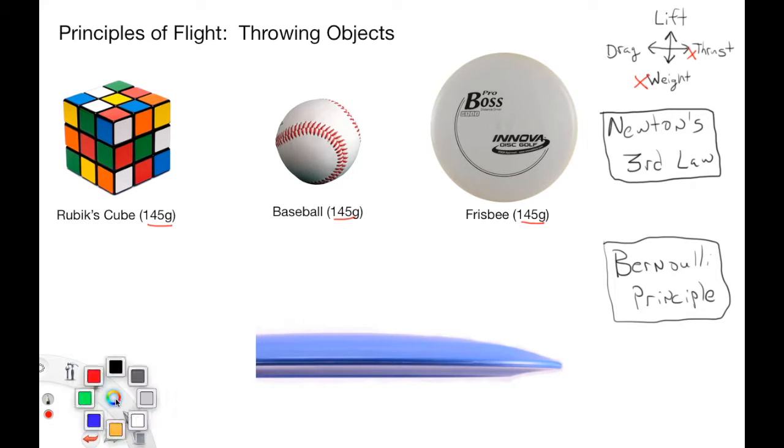So what does that leave? Well, these objects do have a great degree of difference in their drag and in their lift. Let's go ahead and explain that. The Rubik's Cube is going to have the highest amount of drag and the lowest amount of lift.